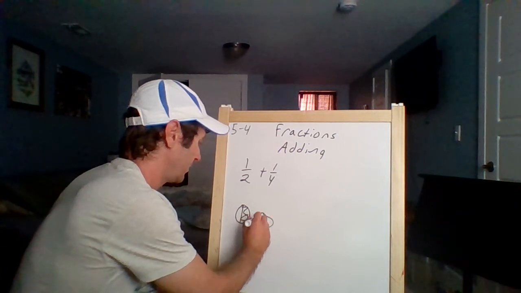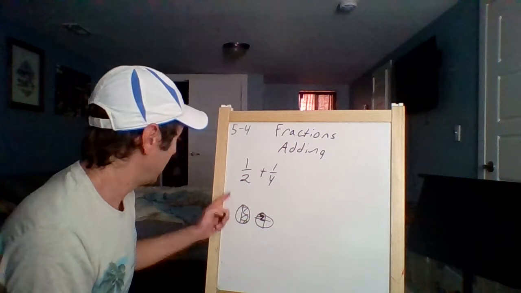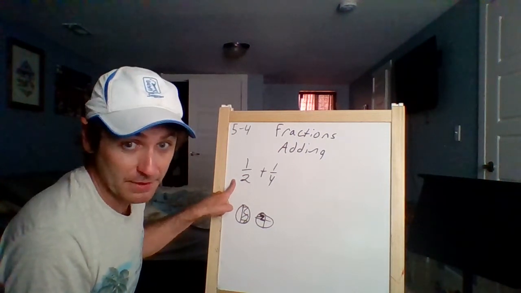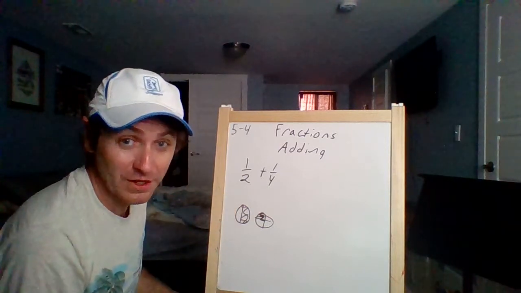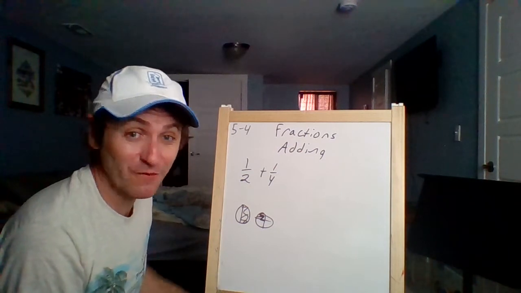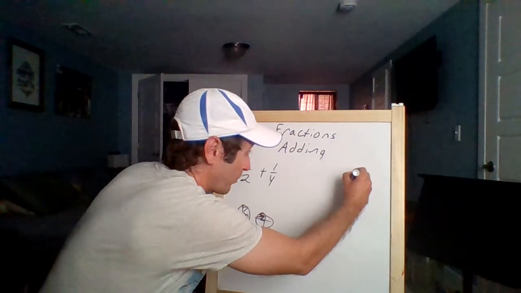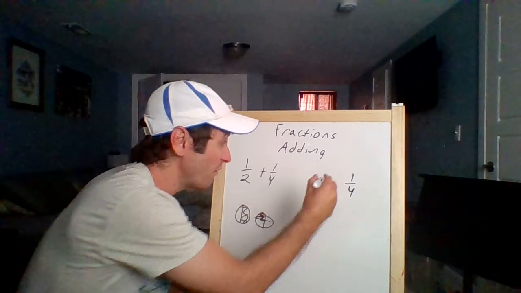Half. Got my 4th. Okay? But they're not the same. But I can see they're both even. I know that 2 will go into 4. So my common denominator, if 2 is going to fit into that 4, is going to be the 4. Okay? So I'm going to bring over my 1/4. I don't have to change it because my 2 will fit in there.